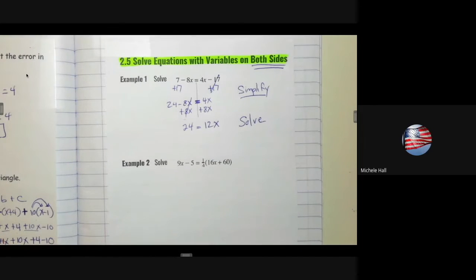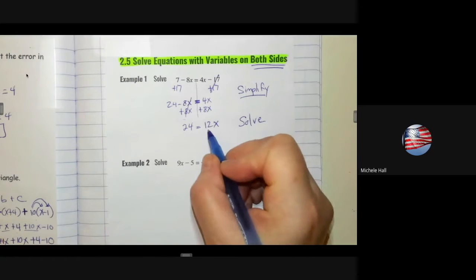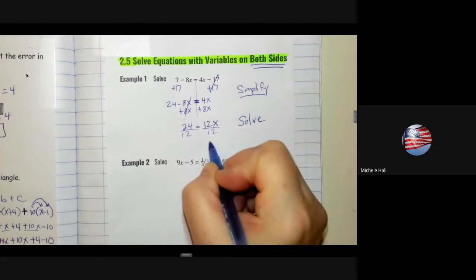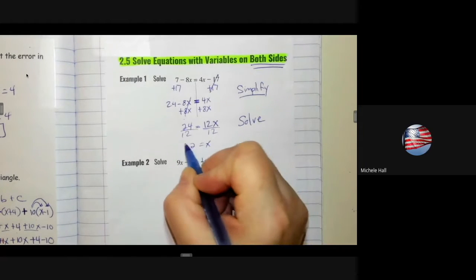I am going to solve for x. It's being multiplied, so I divide by 12. I'm solving. And I get x equals 2.